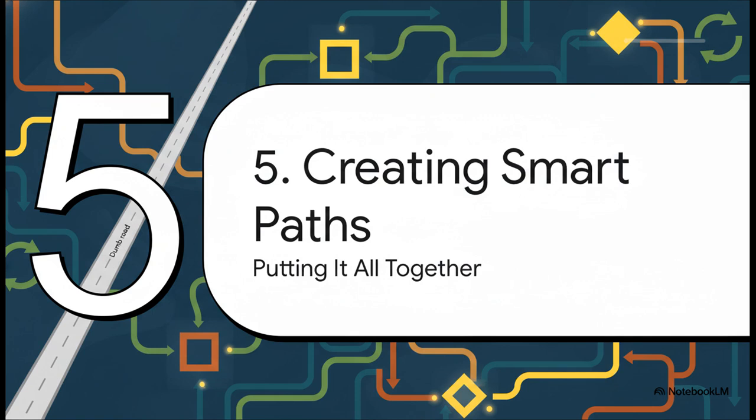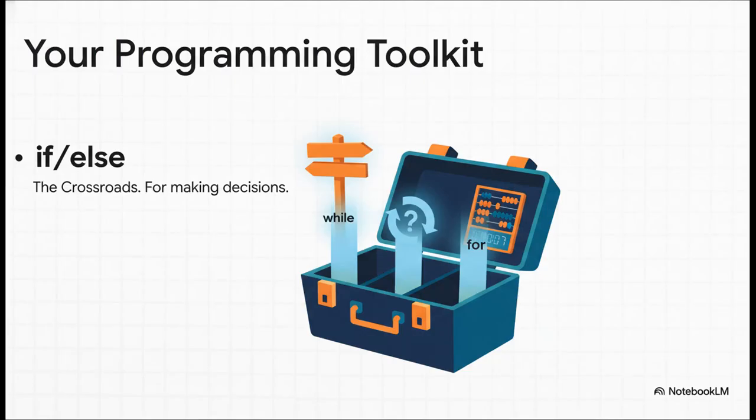All right, let's just take a step back for a second and look at what we've put together. We've gone from a simple, kind of dumb, straight road to a dynamic system that can actually make choices and repeat actions. These things we've talked about, they are the absolute foundation of pretty much every intelligent program out there. So really it all boils down to this simple toolkit you now have. When you need your program to make a decision, you reach for the if-else crossroads. When you need to repeat something but you're not sure when to stop, you use the repeat until while loop. And when you know exactly how many times to repeat, that's when you grab the fixed number for loop.